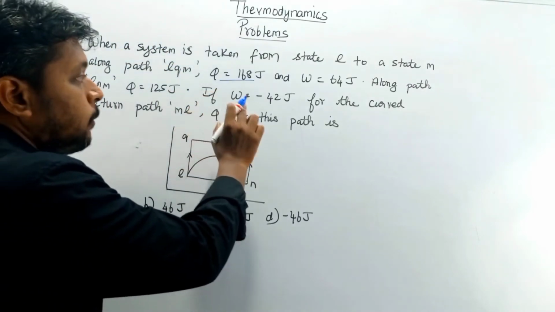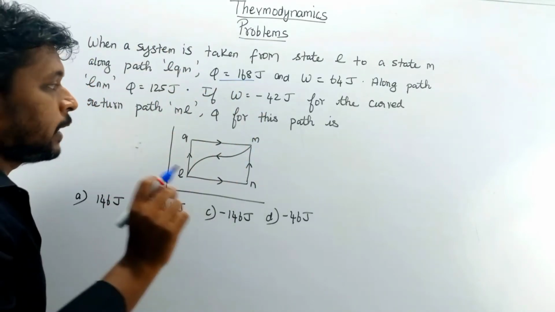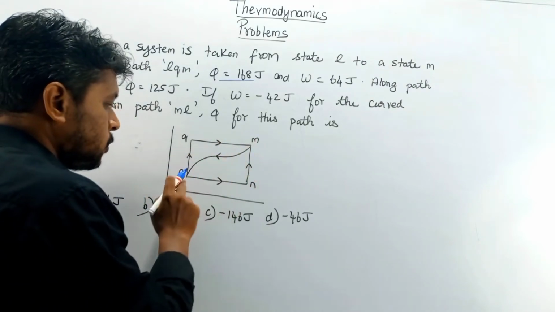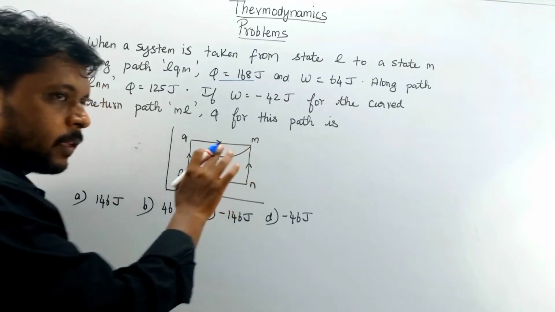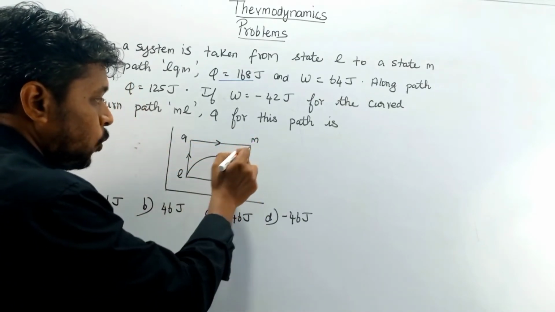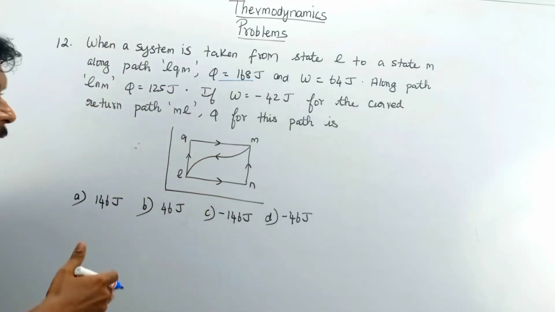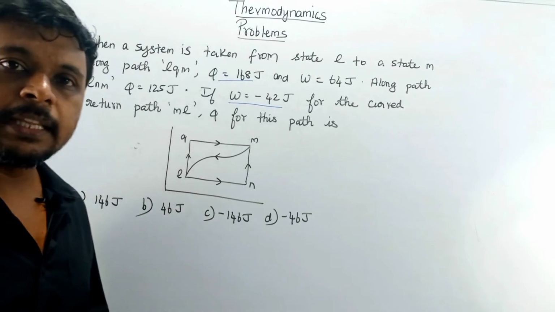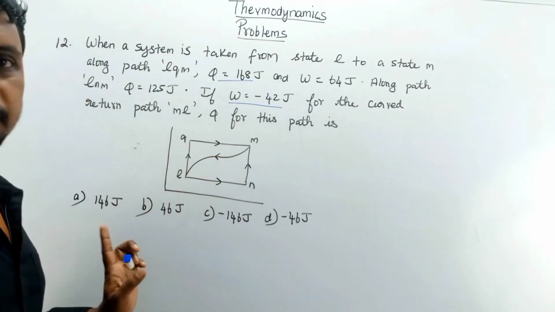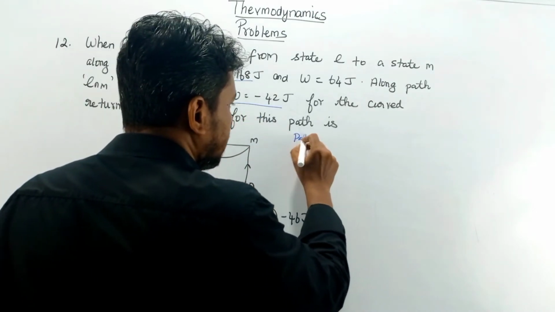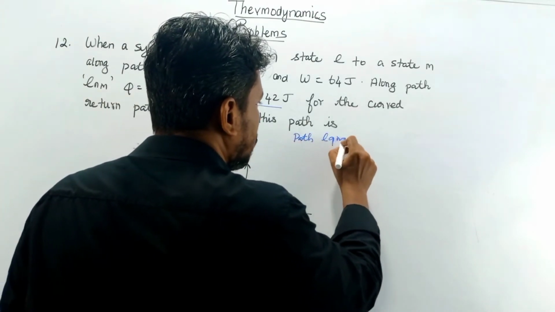Now, W is equal to minus 42 joules for the curved return path. It has reached from L to M through the path LQM, but the return path is given as M to L. In this return path, they have given the value of W as minus 42 joules, and we have to find Q for this return path. First let us take the pathway LQM.